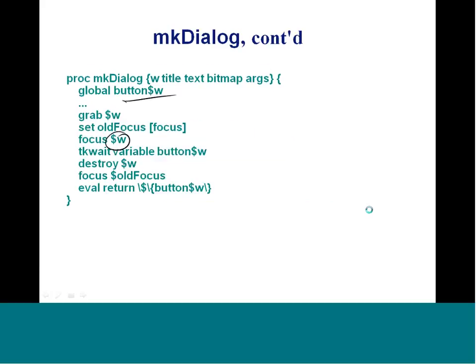And now the last one, which is what kind of things it will say. We grab the window, then we set the old focus to the new focus, and then the focus we change to the top level window. Then we wait with the variable for the button press, and in that case we destroy the W. Then we save the old focus, and go back to where we came from.